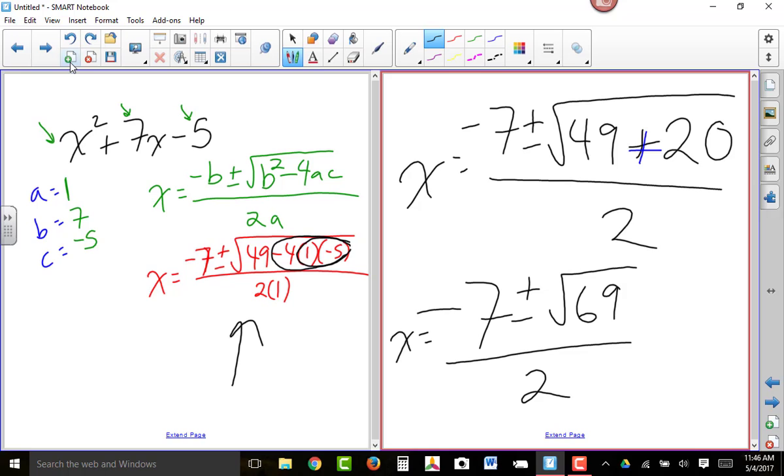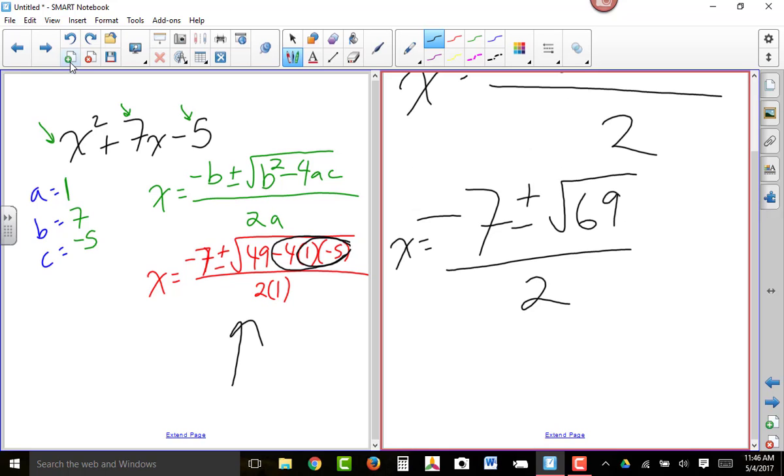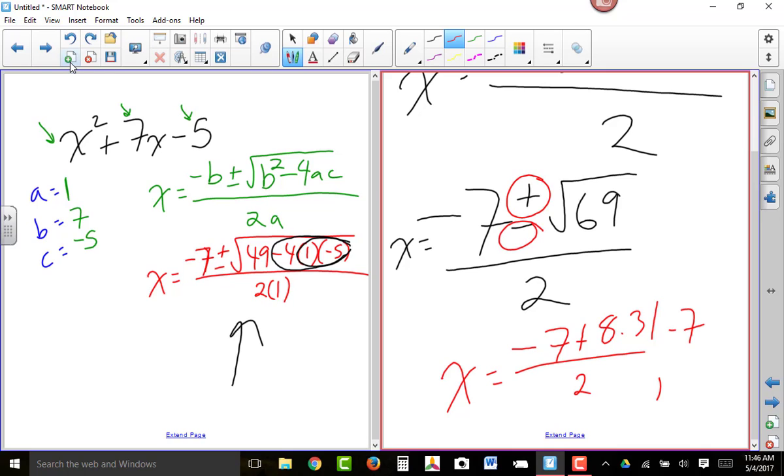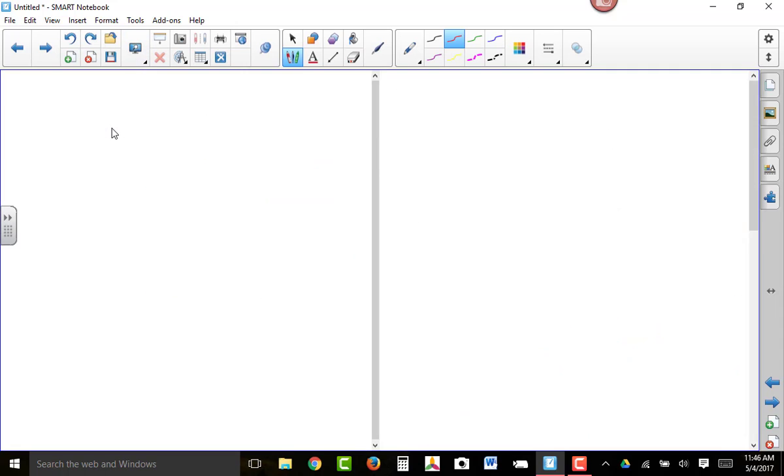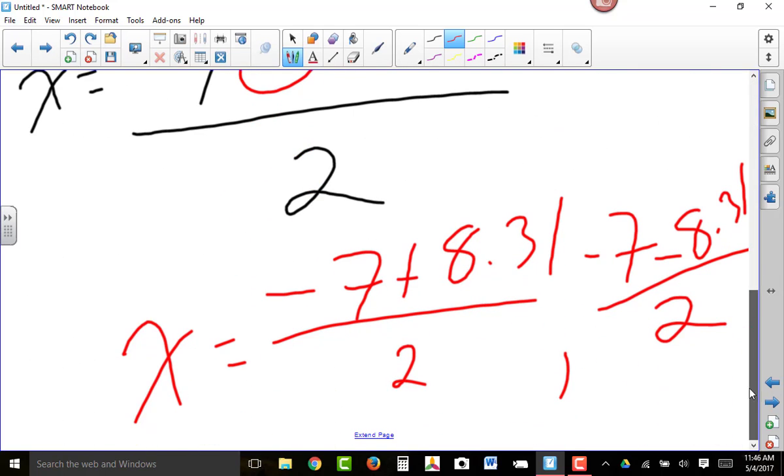And now, 8.31. Yeah. So you're giving me the square root of 69, 8.31. Okay, so I'd say x is equal to negative 7 plus 8.31, that's the plus part, over 2, and we have negative 7 minus 8.31 over 2. This is okay? You all right with that? Yep. All right, cool. All right, let's skip something. So here we go.